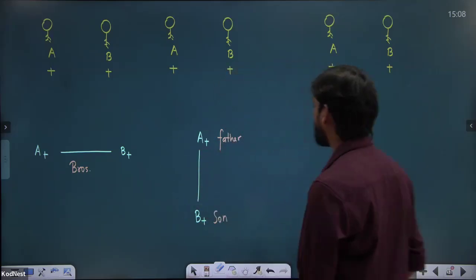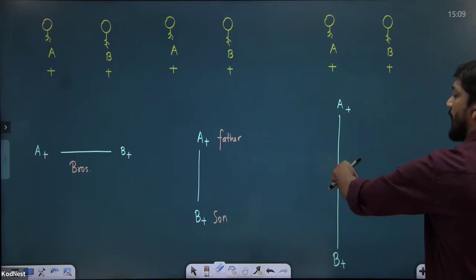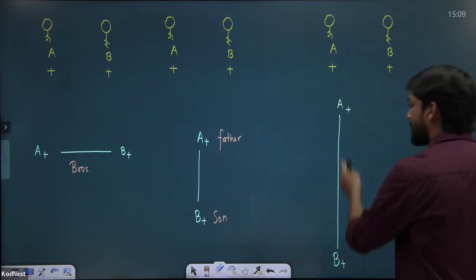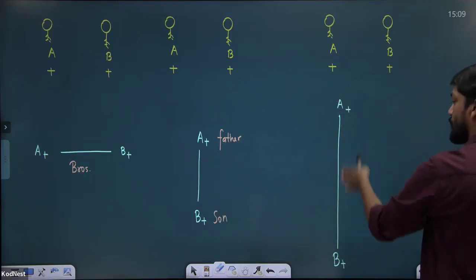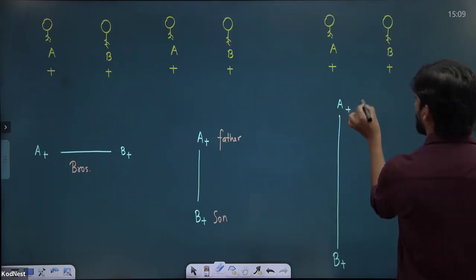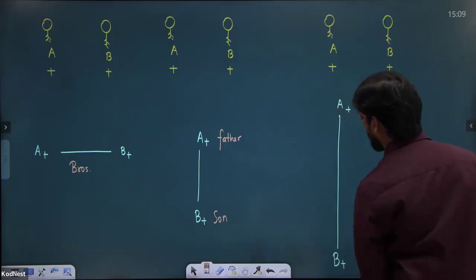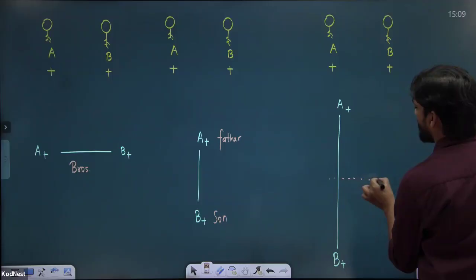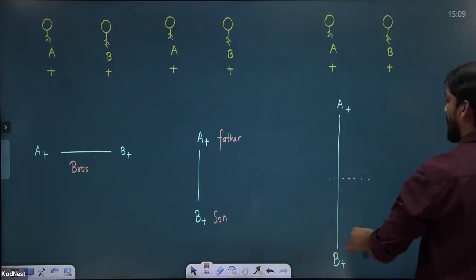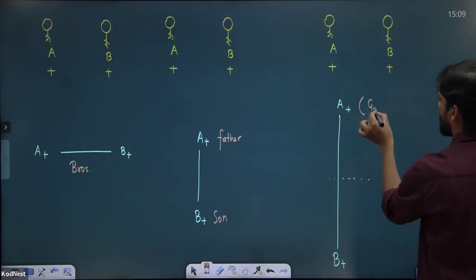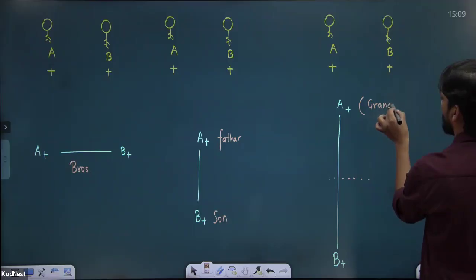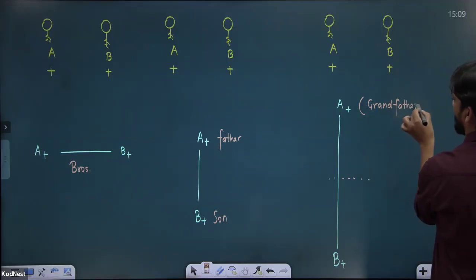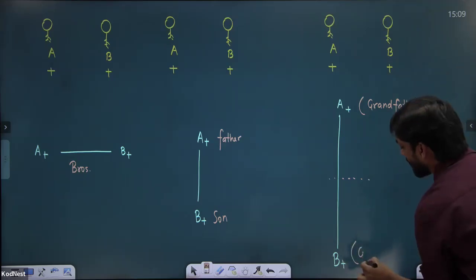This makes sense. Now here, as compared to this, the line is a little bit bigger. So when you draw a big line, it represents, let's suppose there is one more generation. So when you draw a big line, in that case, one person will be the grand person. So grandfather, male person. And this is grandson.